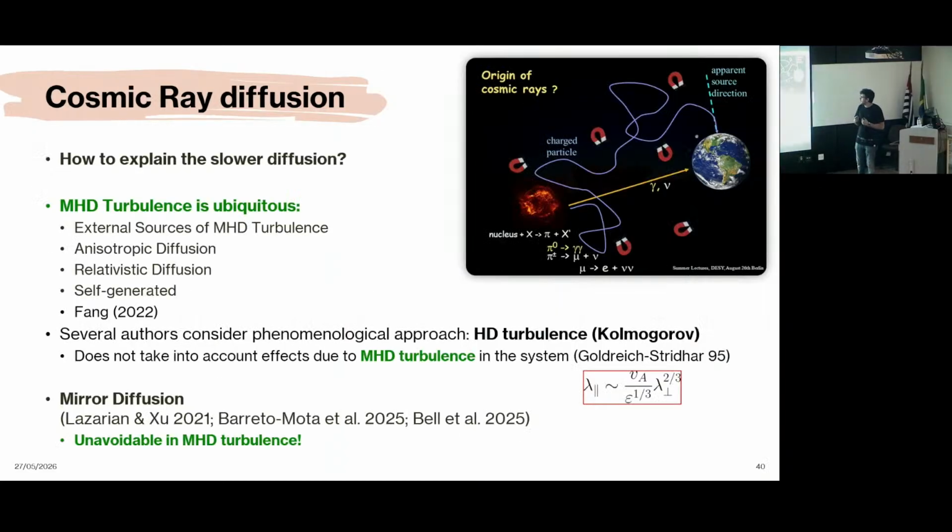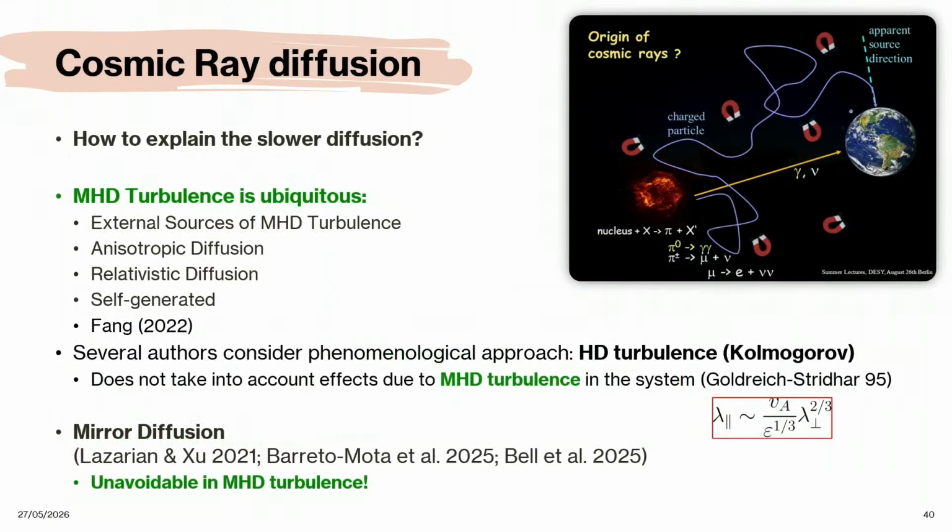So we have several authors trying to explain this. If you are interested in studying a bit more, there's this review by Feng. It goes into a little bit of detail about each of these modelings, trying to explain how we can use certain characteristics to explain this slower diffusion.